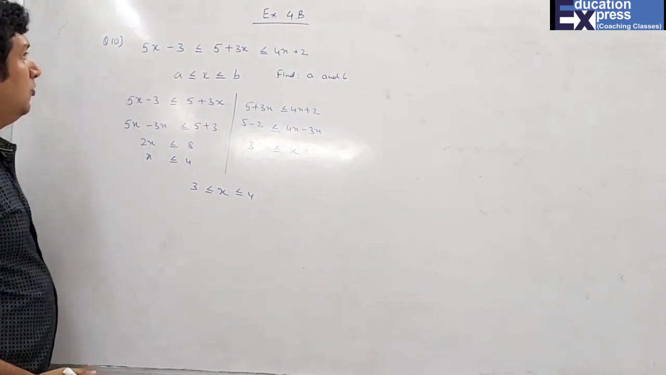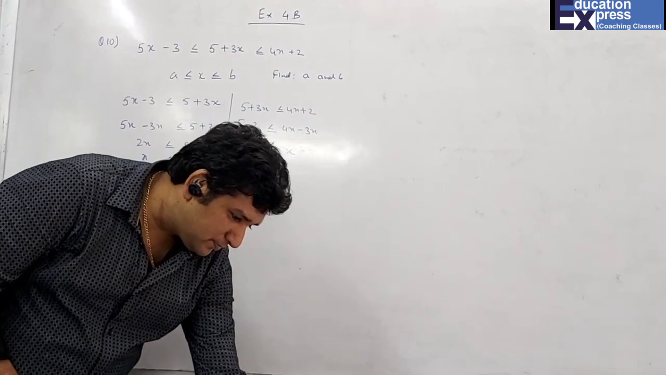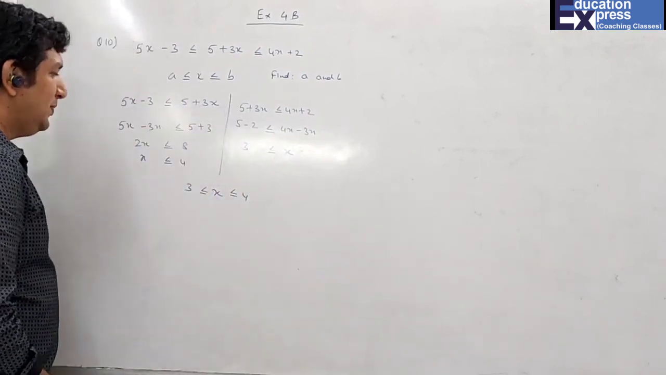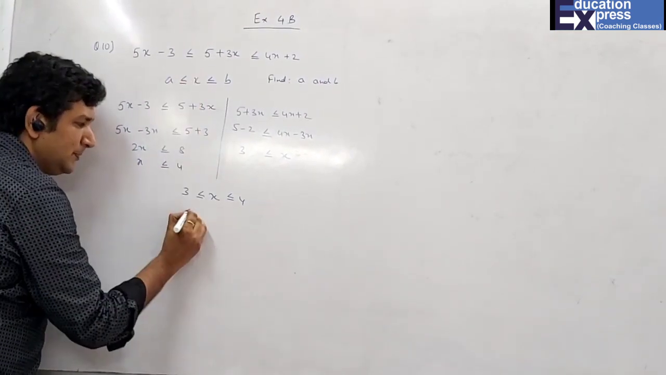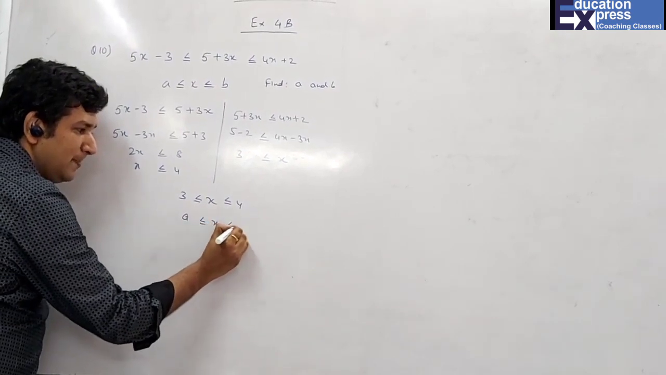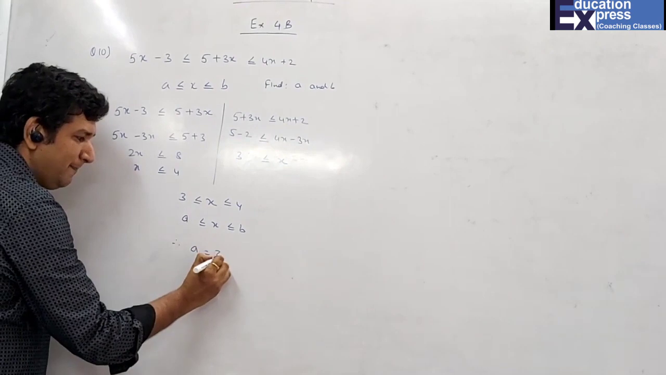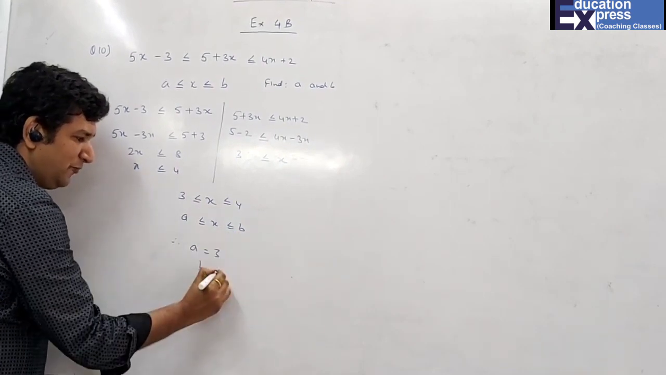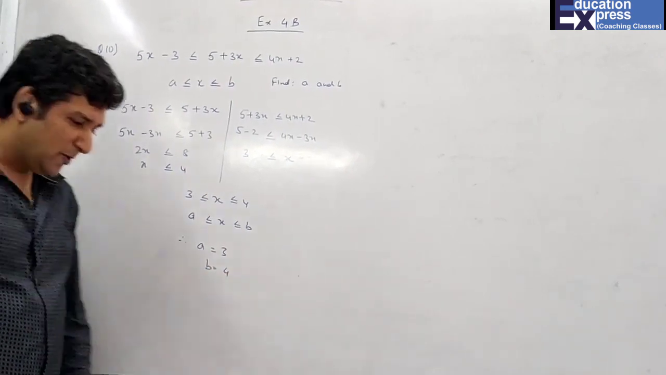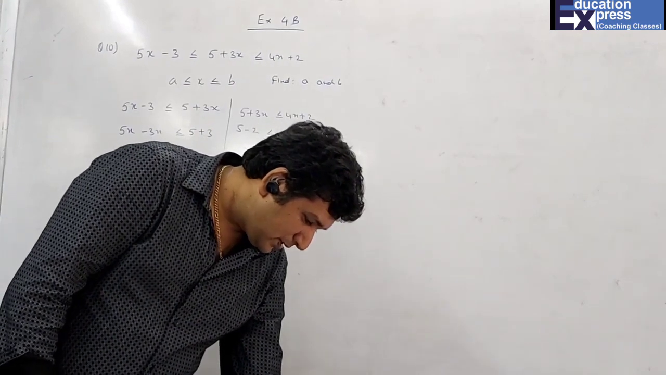And here, what is x? Okay, how to find the value of a and b. So if I compare this with a and b, what is the place of a? 3. And what is the place of b? 4. Hence a is 3 and b is 4. That is what they have asked.